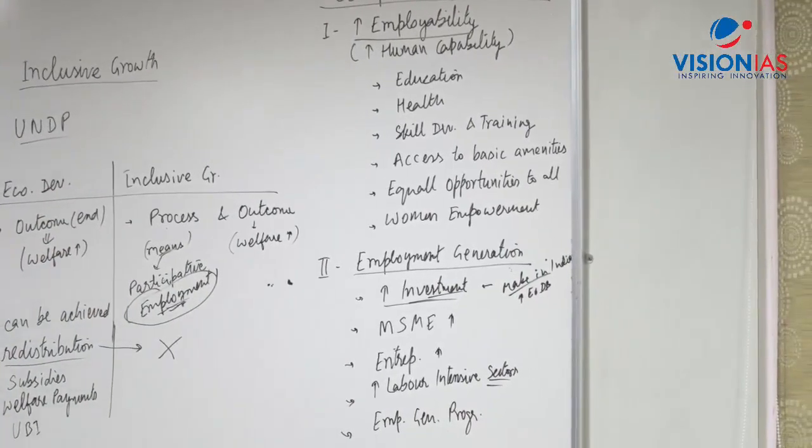There was one question in mains. They have asked what are components of inclusive growth. Second part of that question: do you think India has achieved inclusive growth? Third part of this question: suggest measures to convert economic growth into inclusive growth. Okay, so first of all, what are components? Directly you can mention this. So you can mention the definition and directly these components.